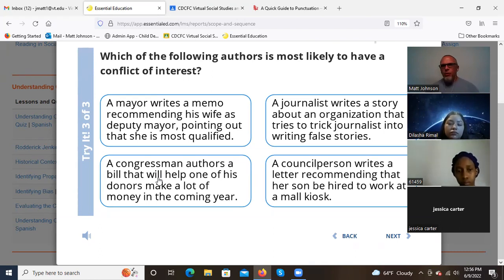The journalist thing. Well, who else is going to write a story about that? So it's going to be up to a journalist. That's sort of investigative journalism. That's not an issue. A council person writes a letter recommending that her son be hired to work in a mall kiosk. That does not cause a conflict of interest because that's a different position. It's not with the city council or city hall. It's a retail job in a mall, basically. It's weird though. I wouldn't have a family member, particularly your mother or father, write you a recommendation letter. You should find non-blood relations to write letters of recommendation for you.